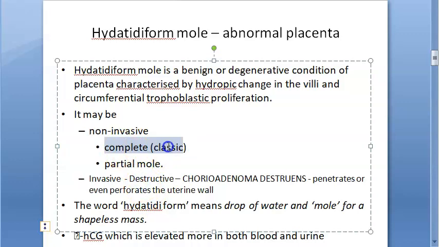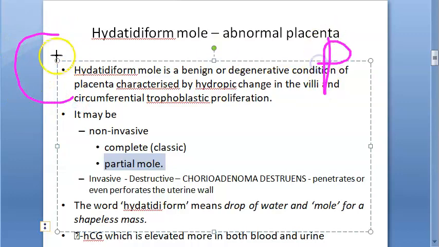One is called the complete mole, and then the other one is called as partial mole. Okay, so let me write it here. There's something called as complete mole and partial mole. All these are wrong fertilizations. Okay, let me explain the partial mole. This is easy to understand. So there is one ovum and there are two sperms coming.